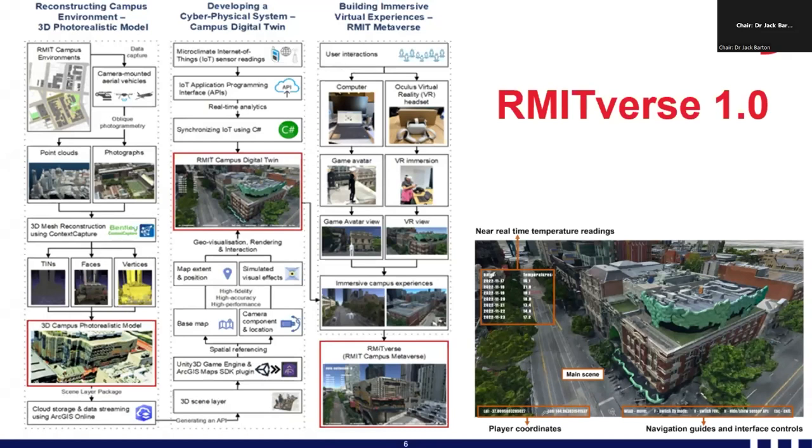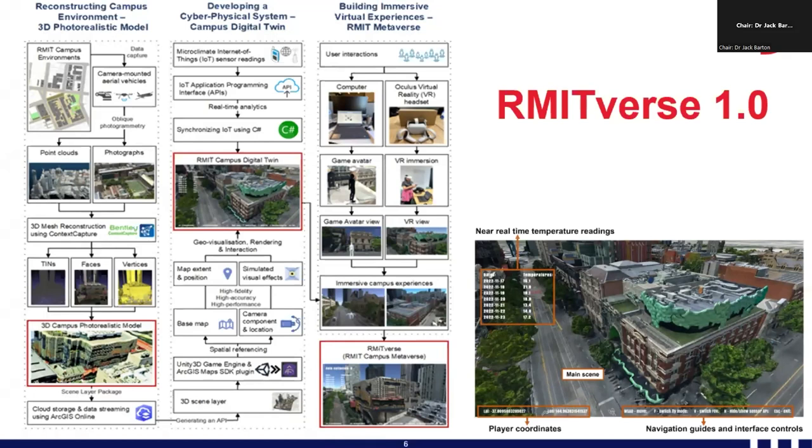Anyway, we still try to promote this approach, where we take advantage of reality capturing to build a 3D photo mesh model, then integrate it with IoT APIs, which in this case are the microclimate sensors built around the campus, and configure that in the Unity engine. We see a lot of opportunity for the future of the geospatial industry. Hopefully you agree with me.